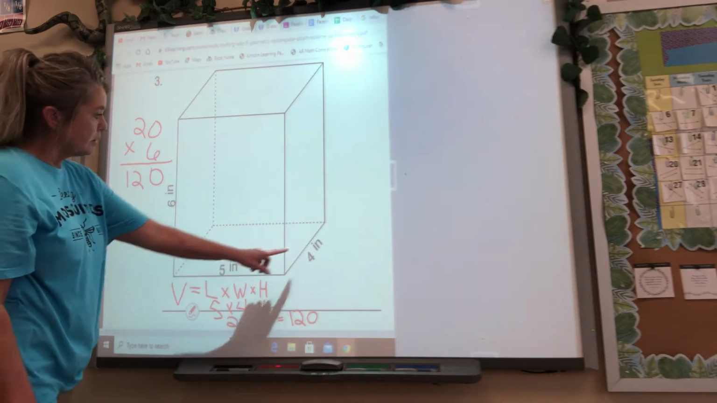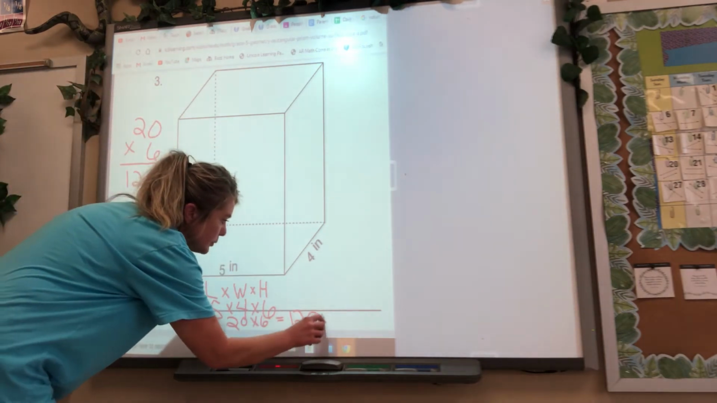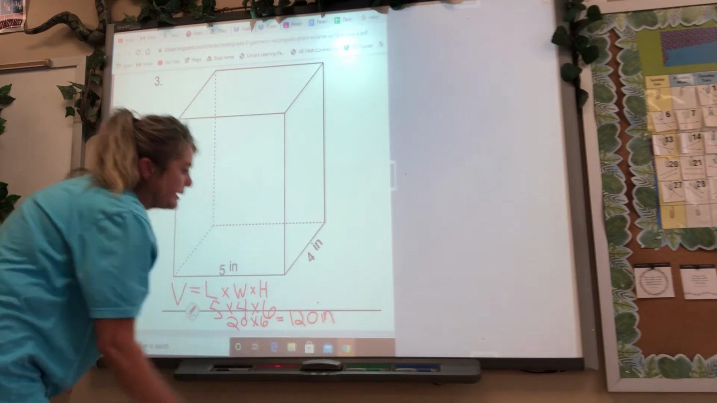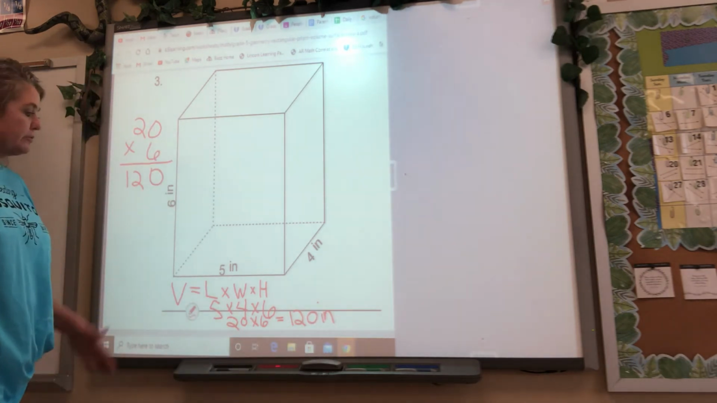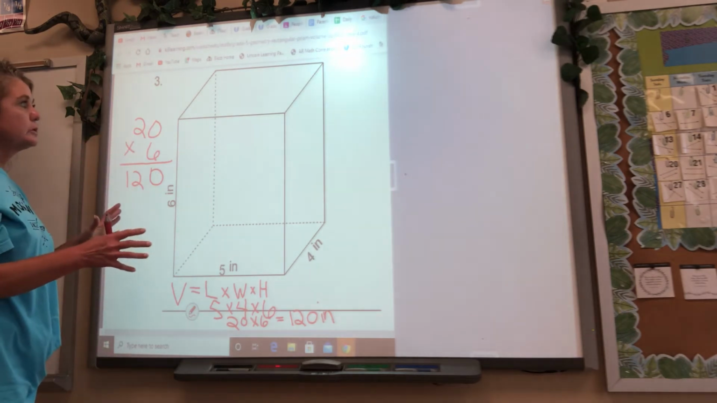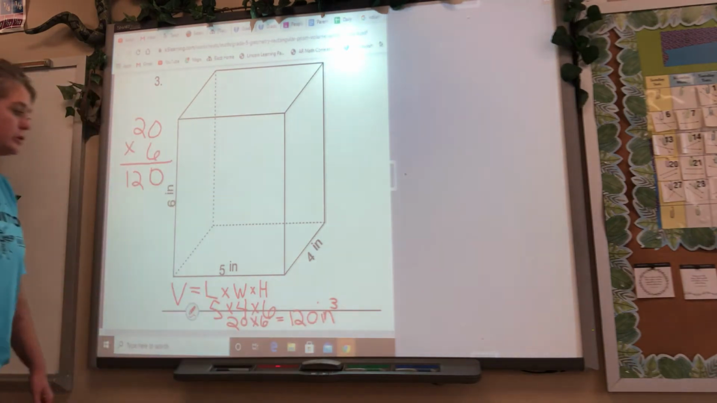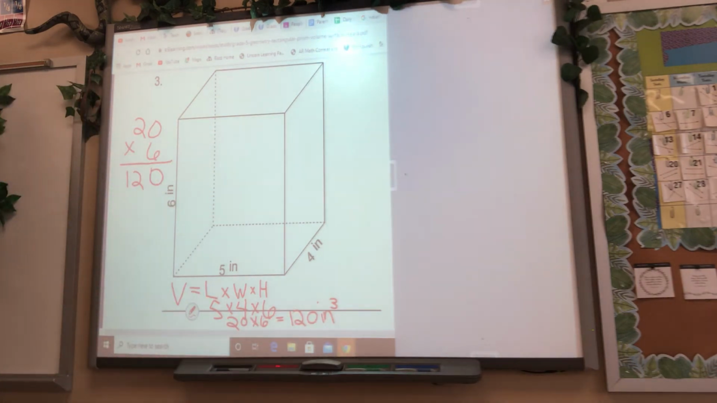They will also be required to make sure that they label it with the proper units. And since our volume measurements were in inches, it would be inches. And since we're doing volume, it is cubic because it's three-dimensional. Three-dimensional would always be cubed, so they would need to make sure that they put their 3.